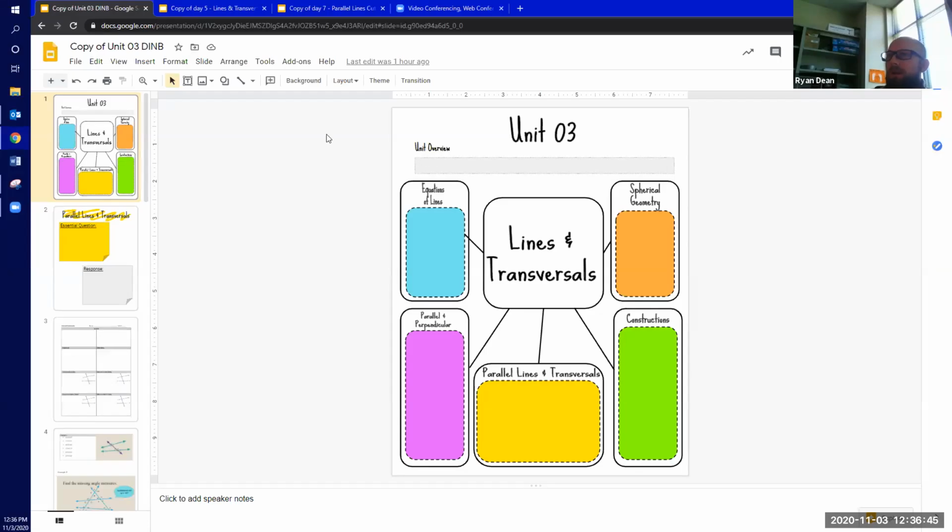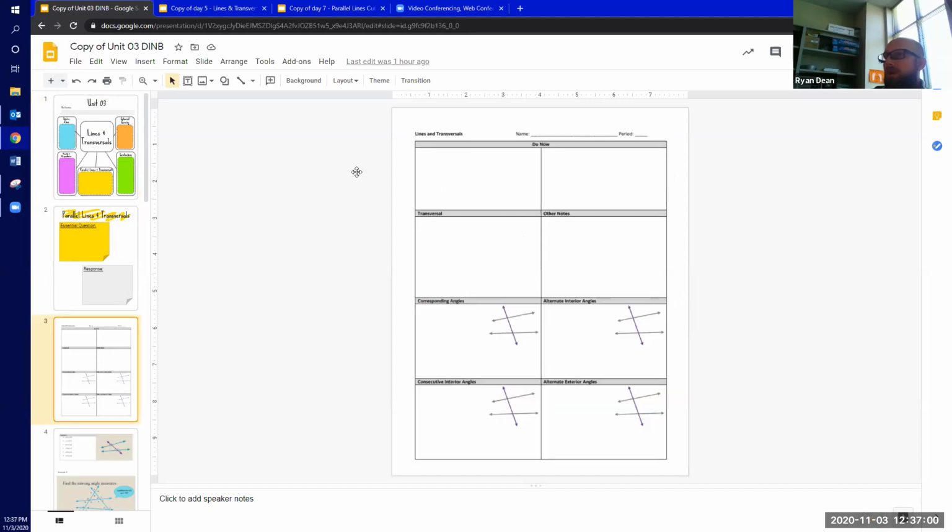Hello, welcome back. We're going to start a new unit today. We're going to be focusing mostly on lines and transversals and how that applies to angles. Okay, so this is the start of unit 3. We're going to be right here on slide number 3. This is where we're going to start, and this is with lines and transversals.